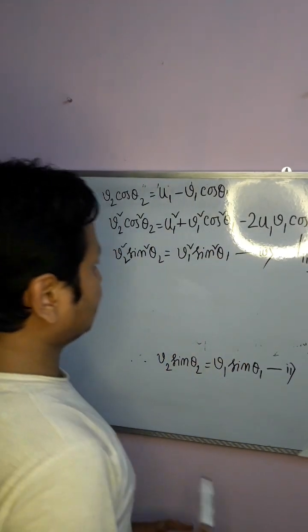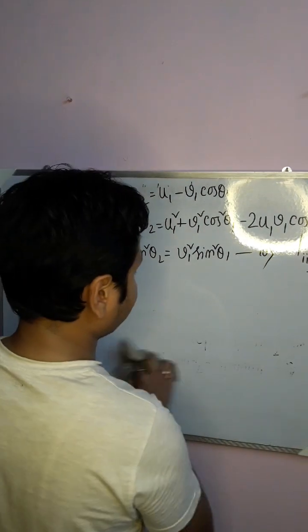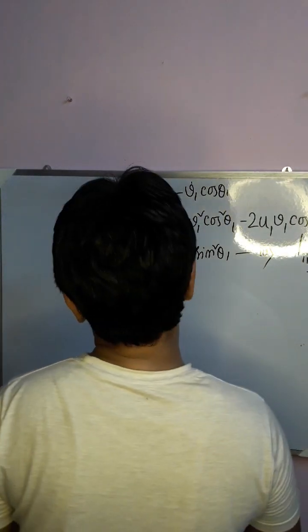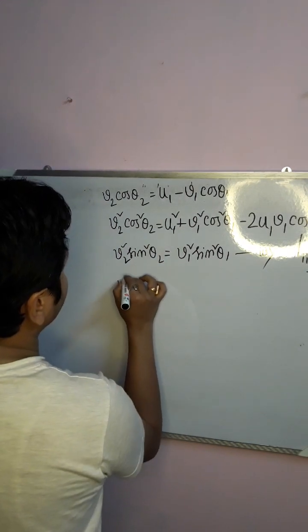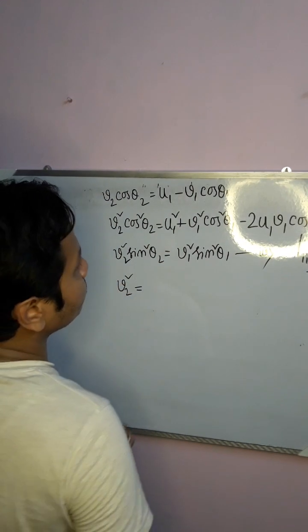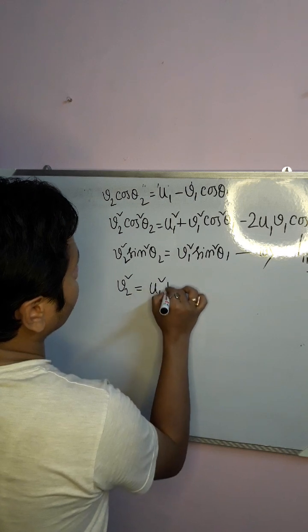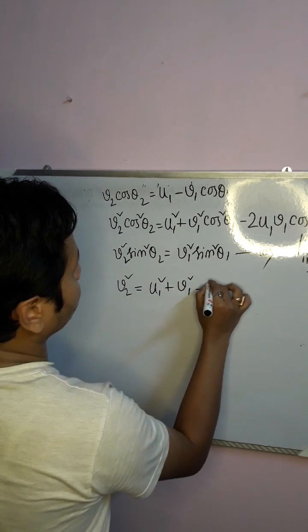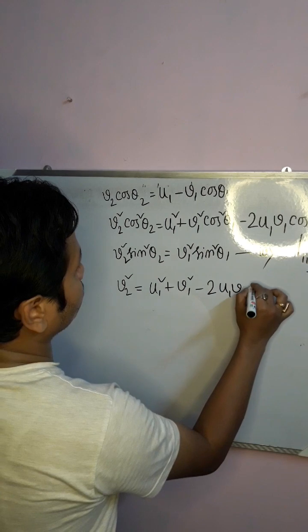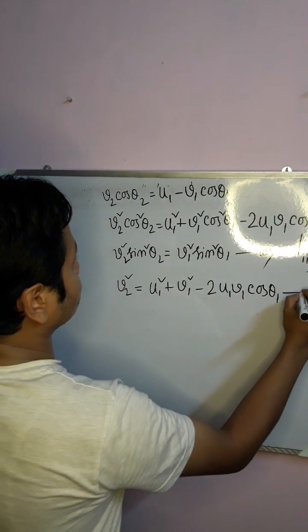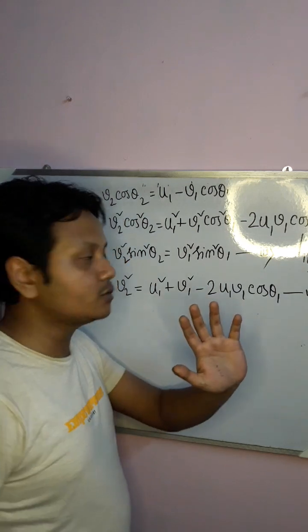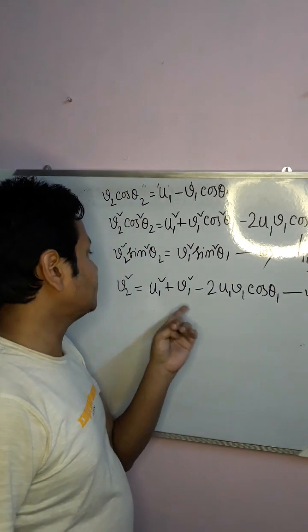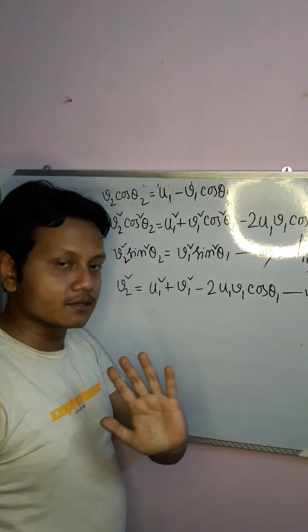Now if we add these two equations, what do we get? We get v2 square equals u1 square plus v1 square minus 2 u1 v1 cos theta 1. After squaring we get two different equations, and adding these two equations we arrive at this equation.